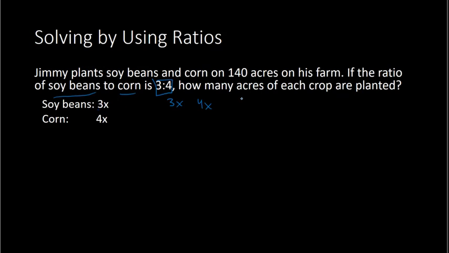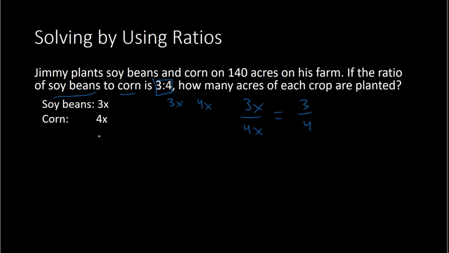So here if we have 3x to 4x, it doesn't matter what x is, that's still going to reduce to become 3 over 4. Now the question is, what is x? It's like, what do I need to multiply 3 by to get my amount of soybeans? So if soybeans is 3x, corn is 4x, I can add them together to get 140 total. All right, so 140 is my total.